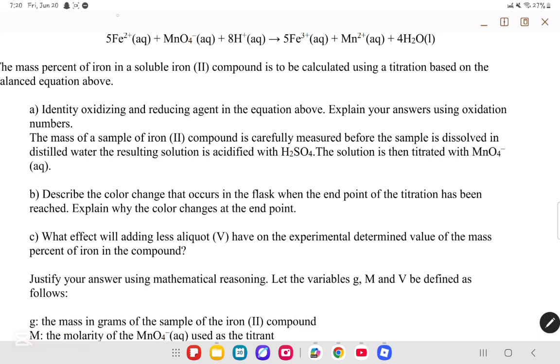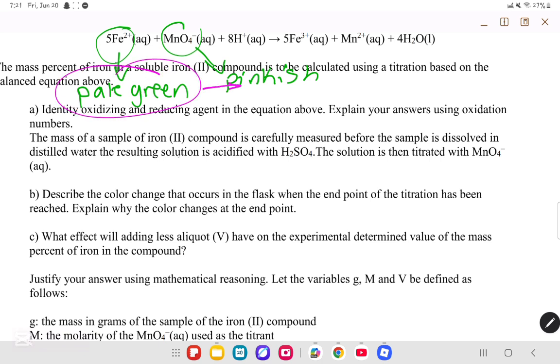Okay. So in part B, what are they saying? They are saying describe the color change that occurs in the flask. We have Fe2+. Its color is pale green, right? Then we also have MnO4-, which gives a pinkish color. Now, in the beginning, it will change from a pale green to a pinkish color.